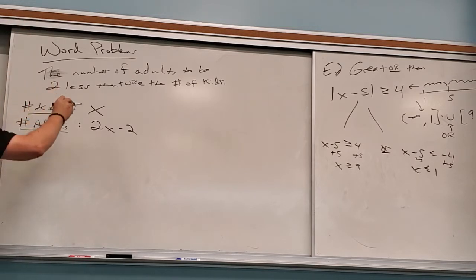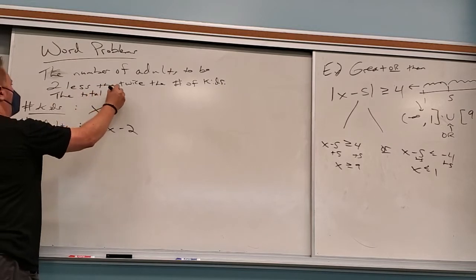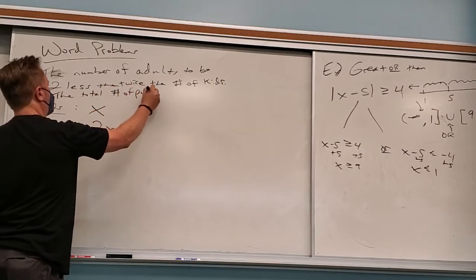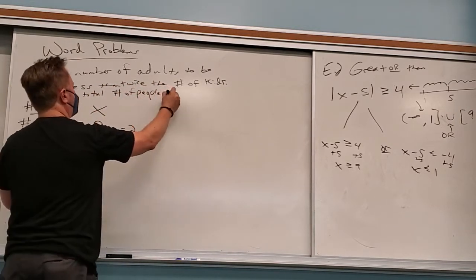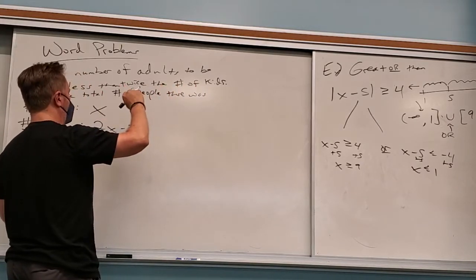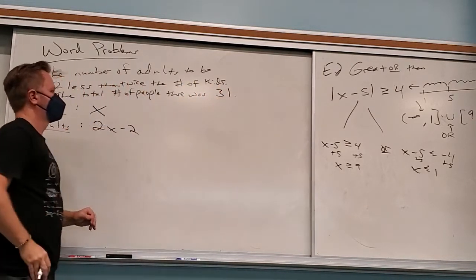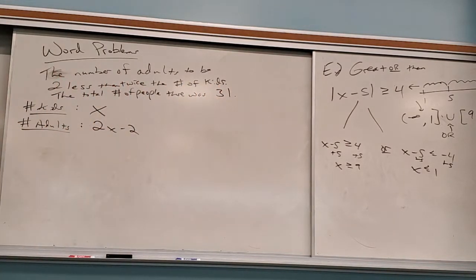All right, so here's the one thing I haven't told you yet, because I can't do anything. I need to know something. So what have I told you? The total number of people. The total number of people there was, oh, what you got, Jeff? 31. Yes. Okay. Say again. Make what equal to 31?